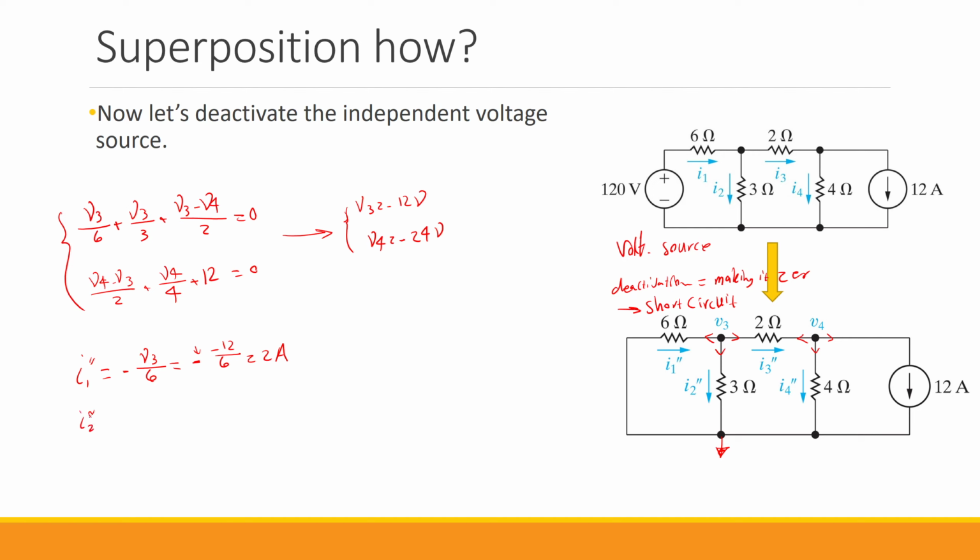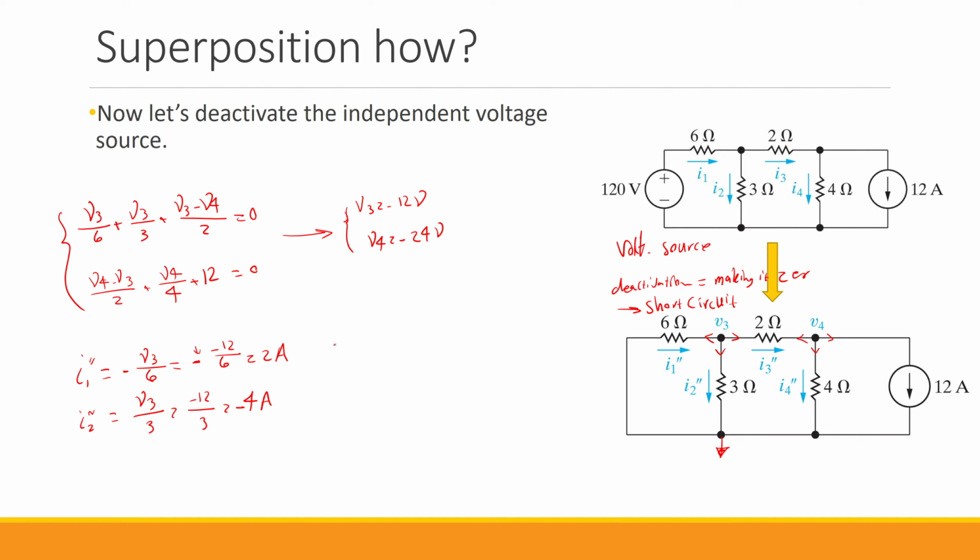For I2 double prime, it is going to be V3 over 3 ohm by itself. So we have V3 over 3, or negative 12 over 3, or negative 4 amps. So I2 double prime is negative 4 amps. So that means that the actual I2 is in the bottom to top direction with value 4.